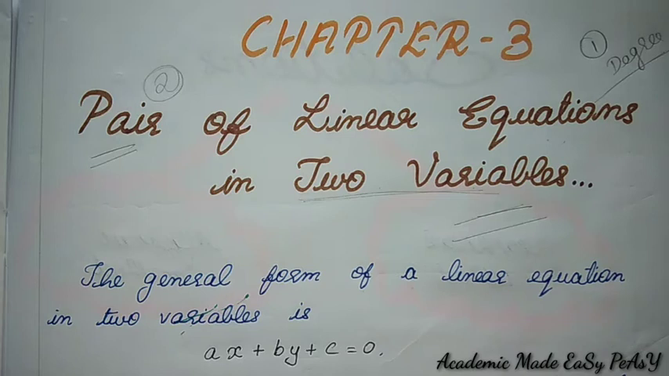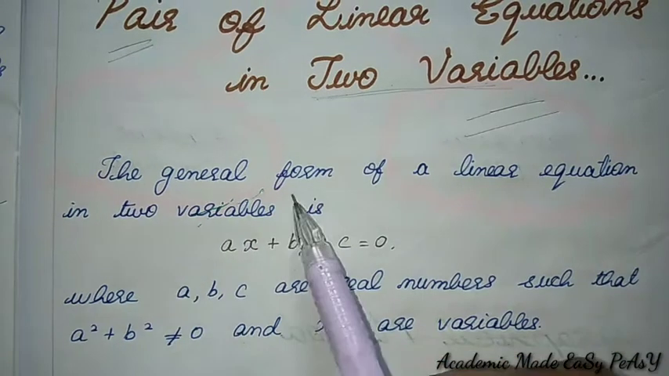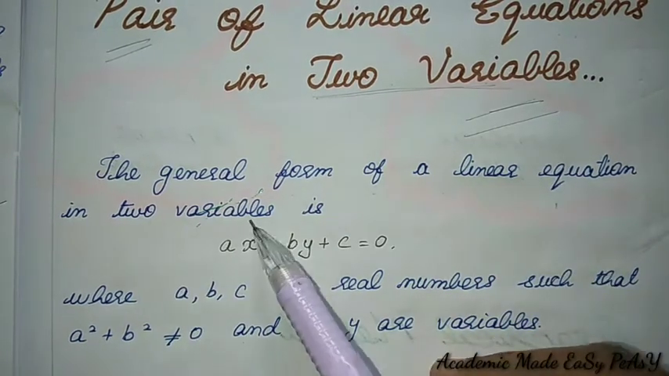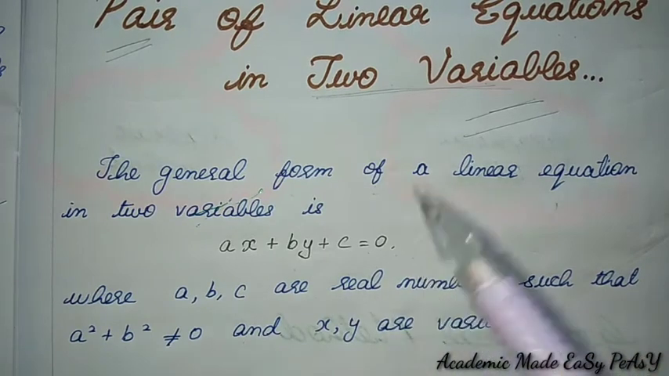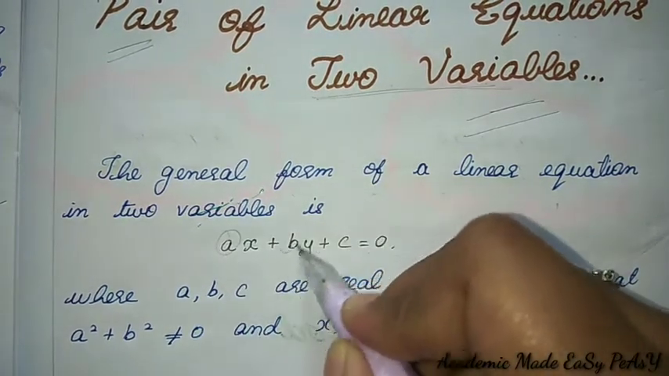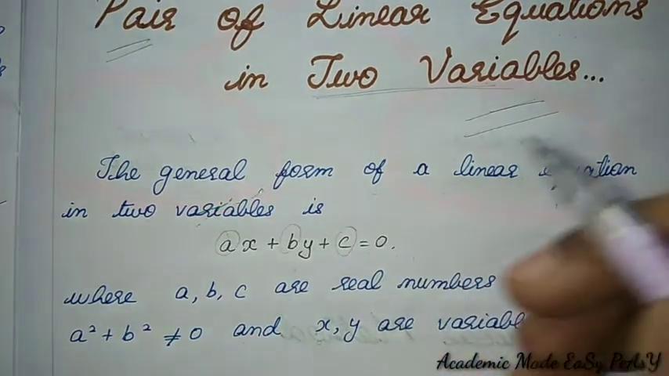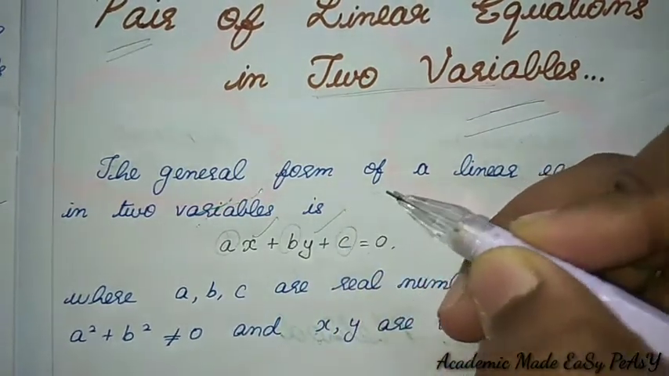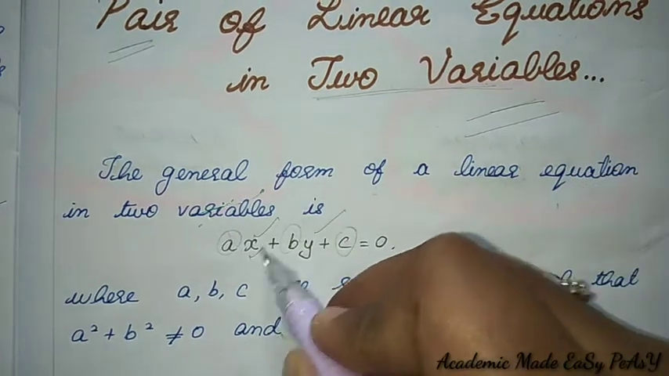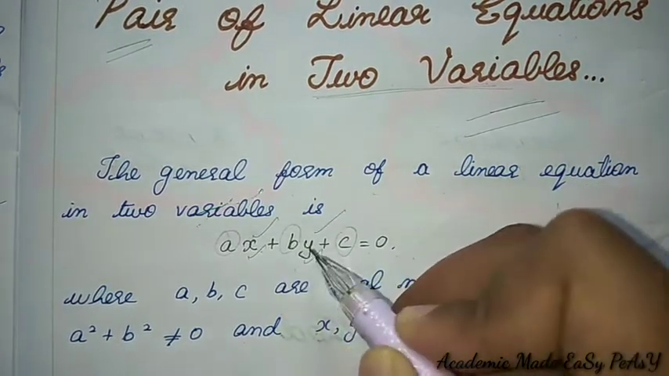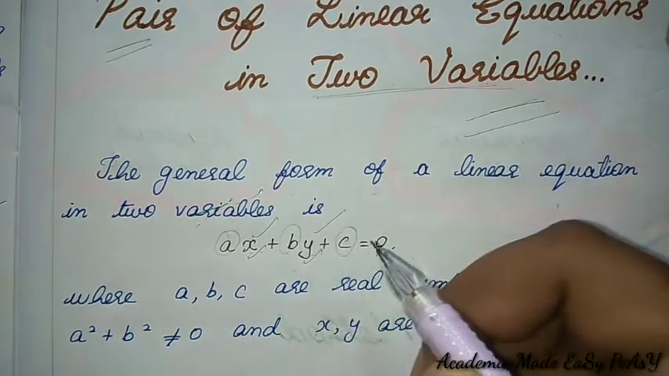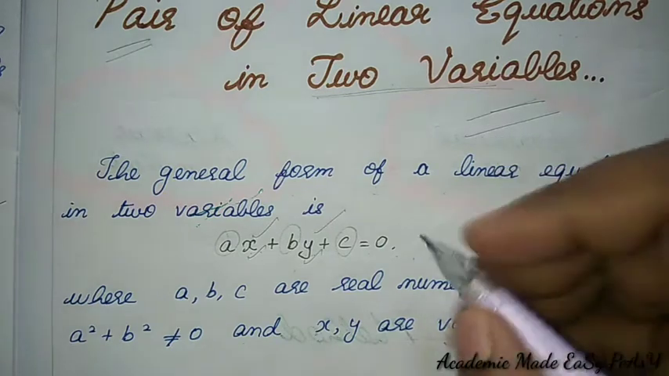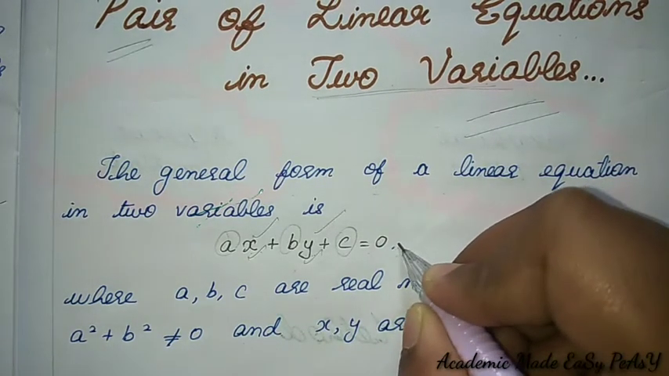So now let's see the general form for a linear equation. The general form of a linear equation in two variables is ax plus by plus c is equal to 0. So here a, b and c are some real numbers where x and y are variables. So here two variables are there, isn't it? 1, 2. And what is the highest degree of x? 1. What is the highest degree of y? 1. So it is a linear equation. So this is a linear equation in two variables.